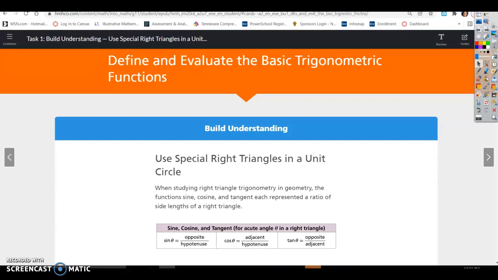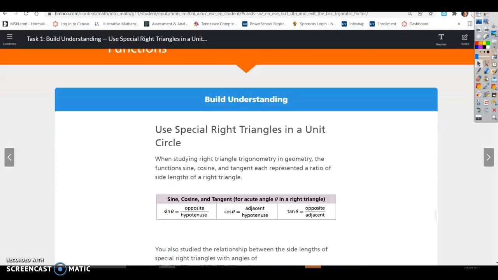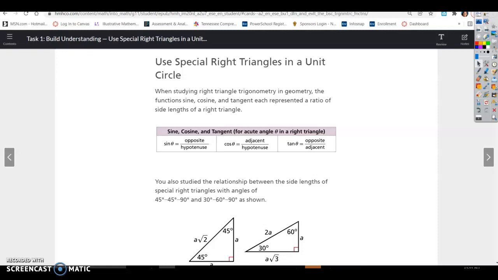Lesson 15.2, Task 1. Define and evaluate the basic trigonometric functions. All right, we're going to use special right triangles in the unit circle.